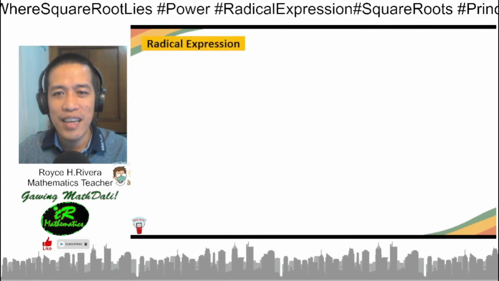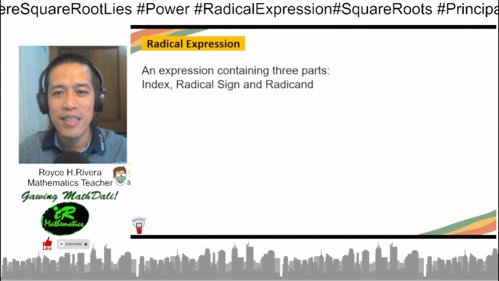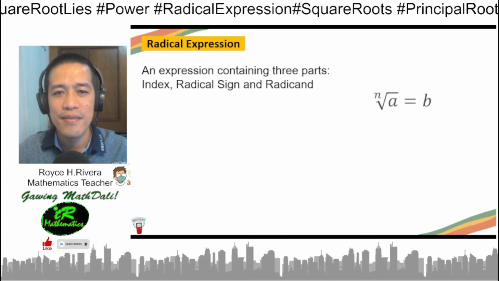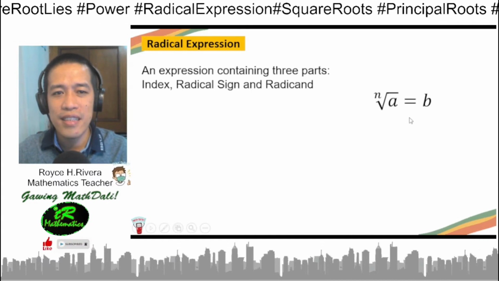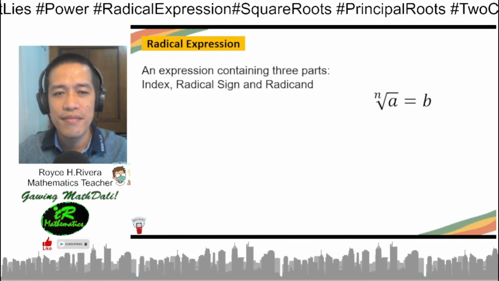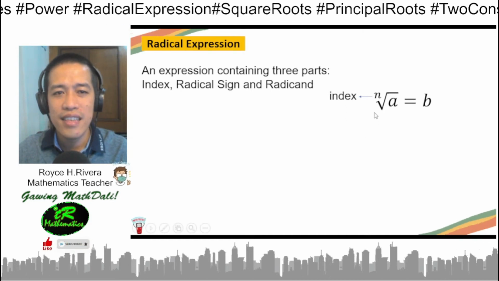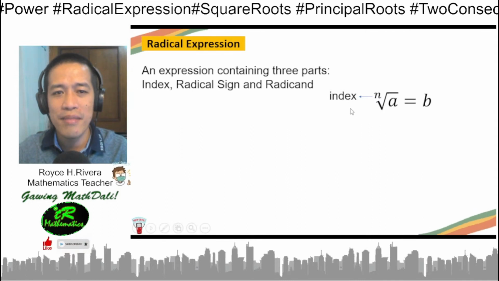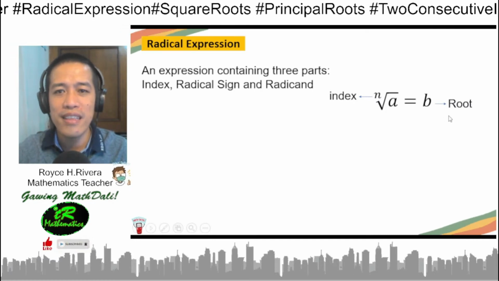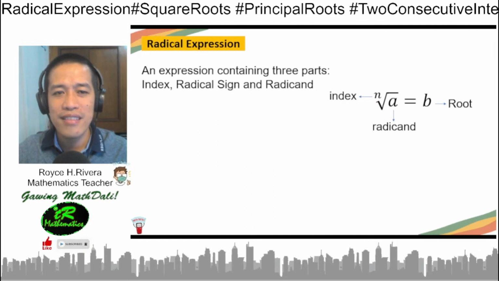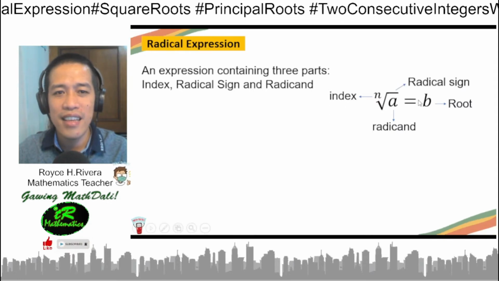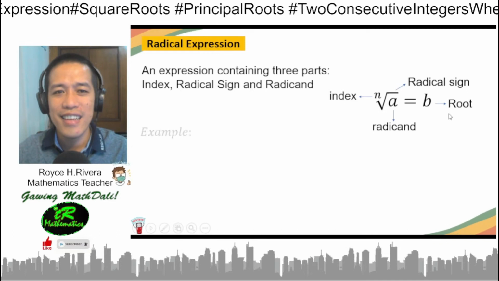So, diretso tayo sa radical expression. It is an expression containing 3 parts: the index, radical sign, and radicand. Let's have this expression. This is read as nth root of A equals B. N is the index of the expression. It determines the number of times the root B will be multiplied by itself to obtain the value of the radicand A. And that sign is the radical sign. Here is an example.